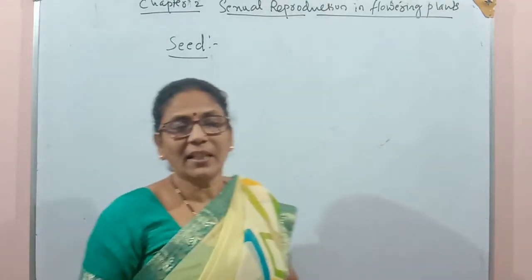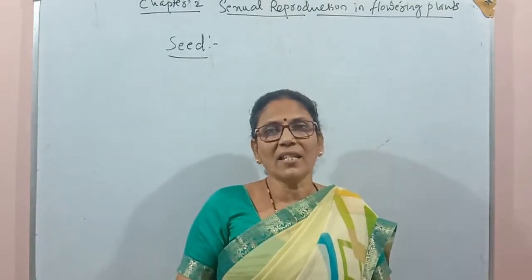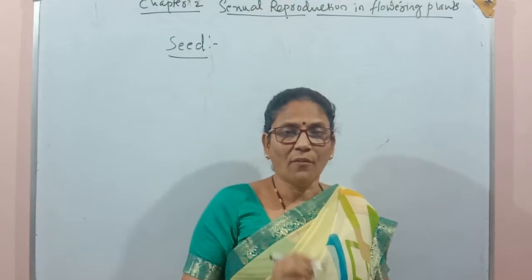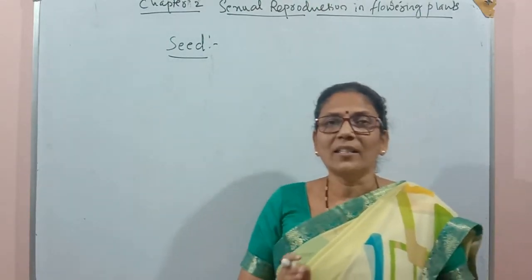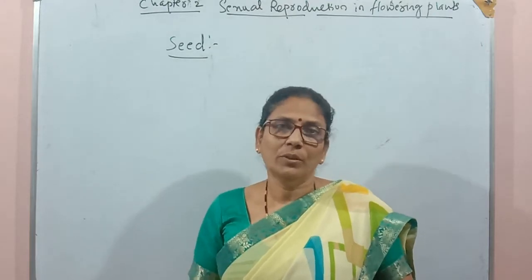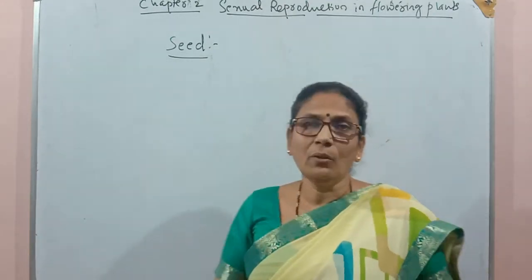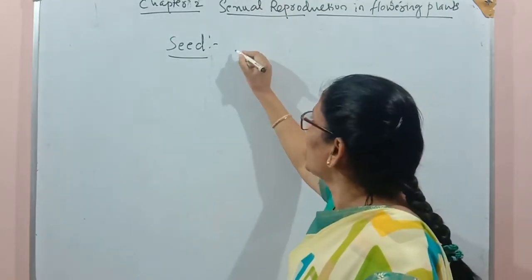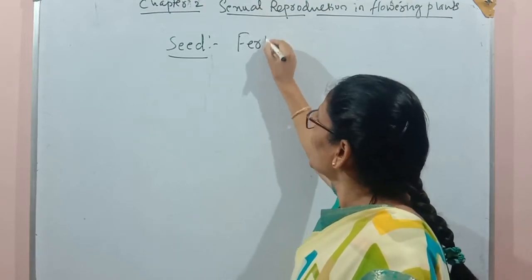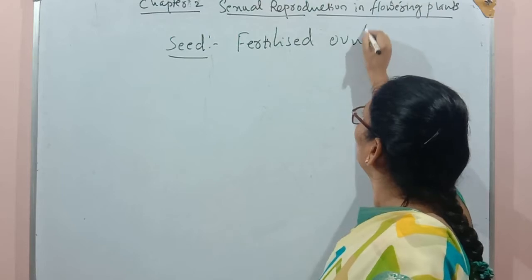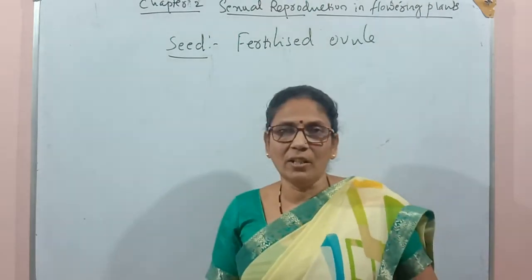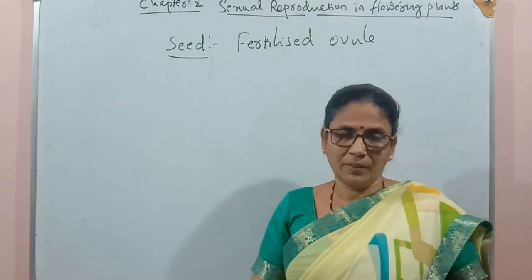As we know, seed is a fertilized ovule. After fertilization, the ovary becomes the fruit part and the seed comes from the ovule. So seed is said to be a fertilized ovule. Ovule after fertilization will become seed.